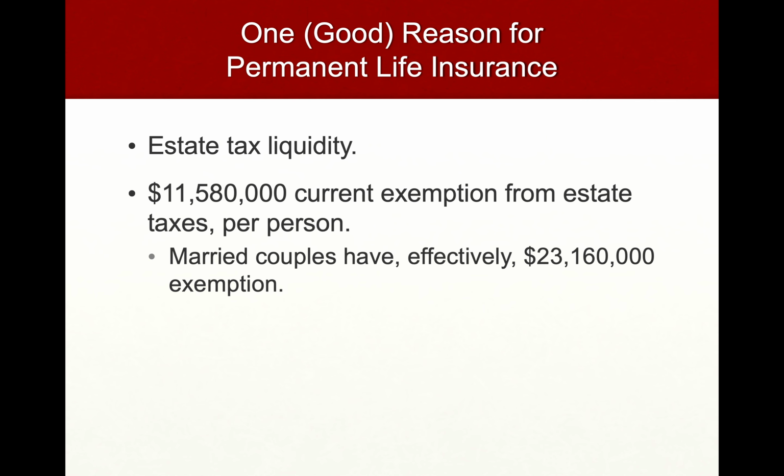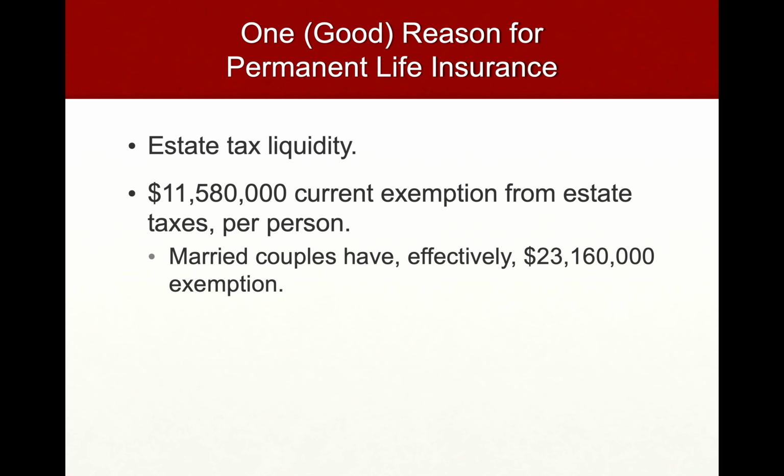But now we have an exemption that's over $11.5 million, and for married couples, because of something called spousal portability, if one dies, the survivor picks up the first person's exemption. The result is you have a $23 million exemption. There just aren't that many people in the United States that have over $23 million worth of net worth.